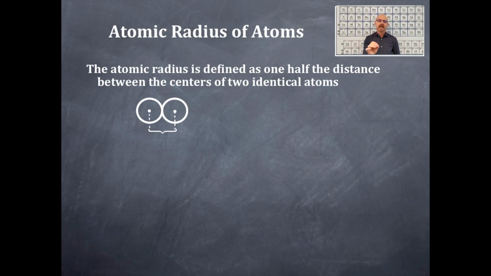I've detailed out the nuclei of those two atoms and the distance between those two nuclei, and then 1/2 of that distance. So 1/2 of that distance is the atomic radius. So that's what we're talking about.